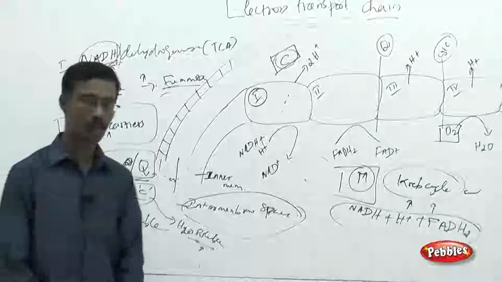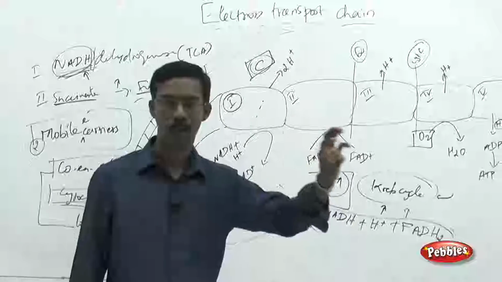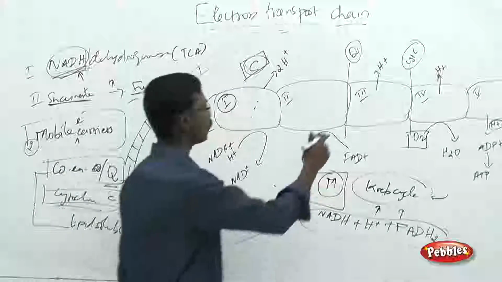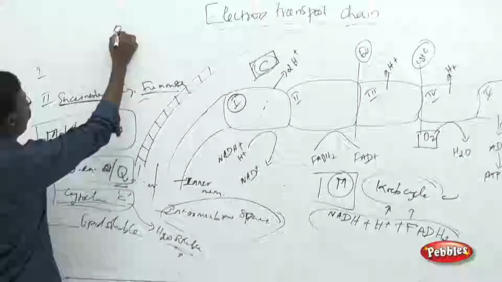Just remember one thing: the whole process of the electron transport chain happens in a membrane. So what is a membrane? We all know the structure of a membrane. What may be the structure of any membrane? It will be like this.